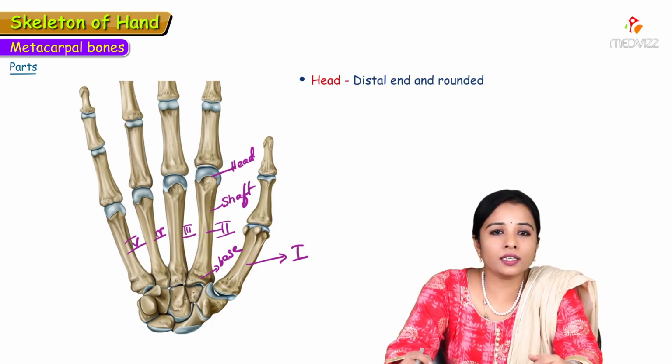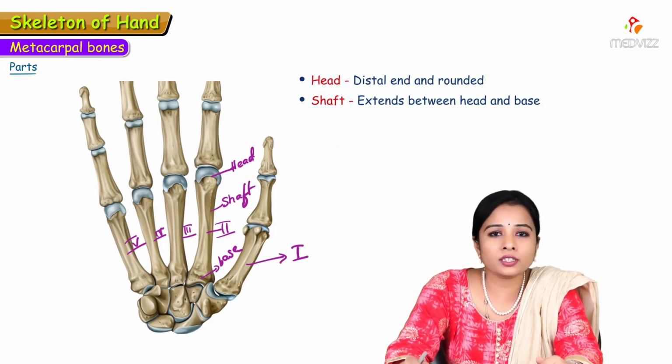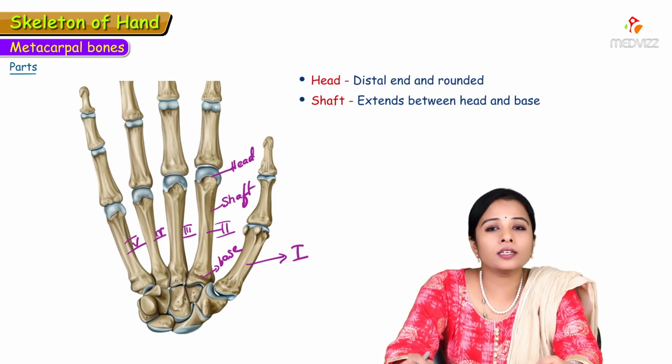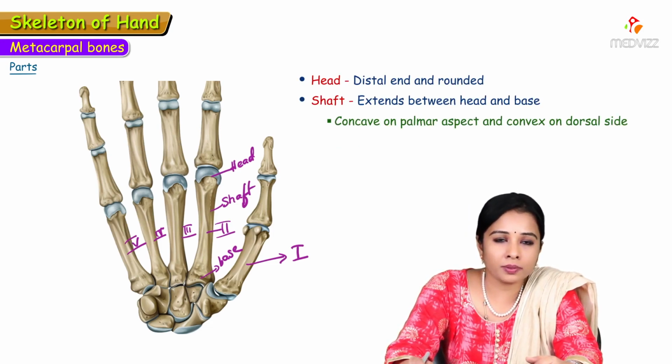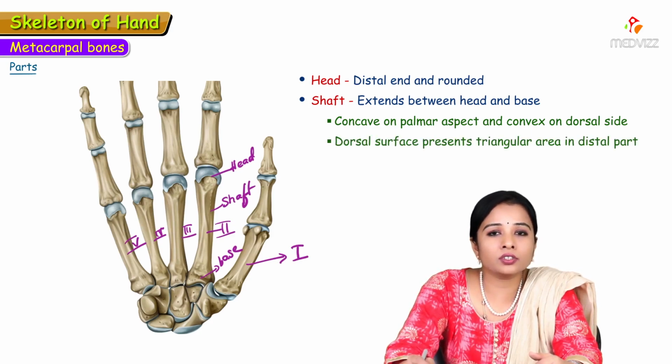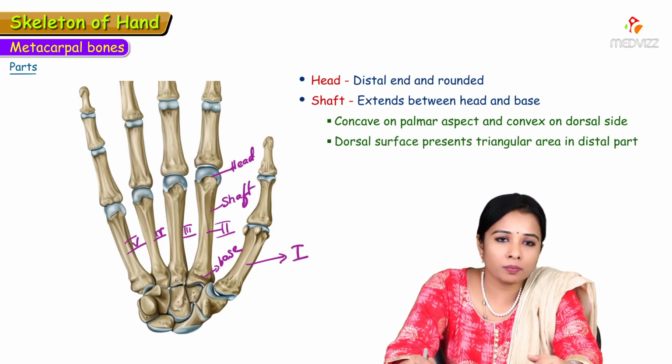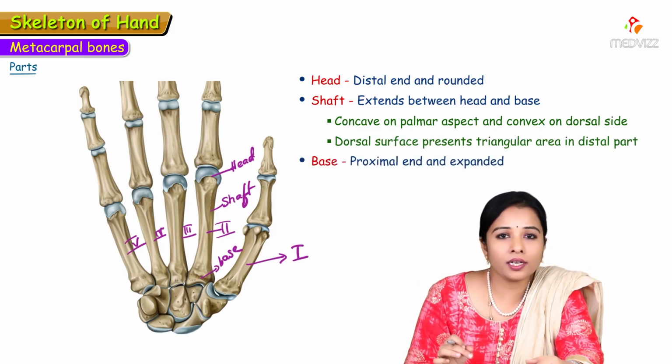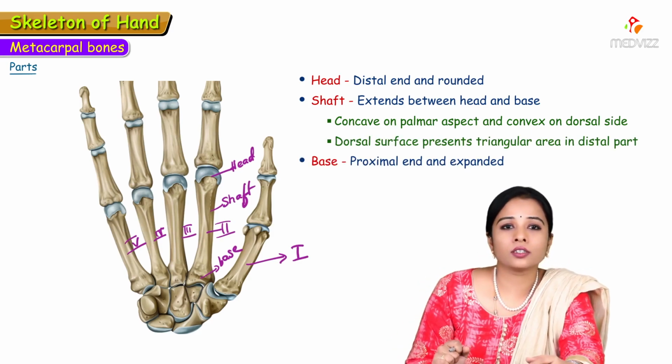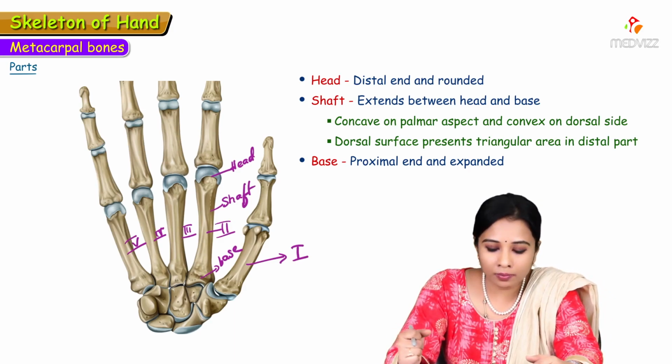Head is the distal end and it is rounded. The shaft extends between the head and the base and it is concave on the palmar aspect and convex on the dorsal aspect. And the dorsal surface of the shaft presents a triangular area in its distal part. The base is the proximal end and it is expanded. So that is about the metacarpal bones.